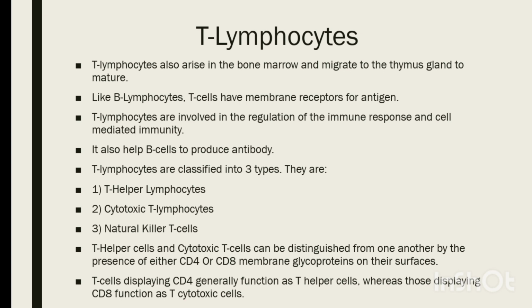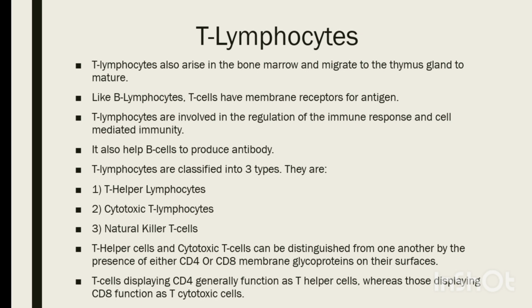B lymphocytes are responsible for humoral immunity, whereas T lymphocytes are responsible for cell-mediated immunity. That means it does not depend on the antibodies for its adaptive immune functions. It is mainly driven by mature T cells, macrophages, release of cytokines in response to an antigen. But in humoral immunity, we learned that they produce antigen-specific antibodies. Okay, it also helps B cells to produce antibody.